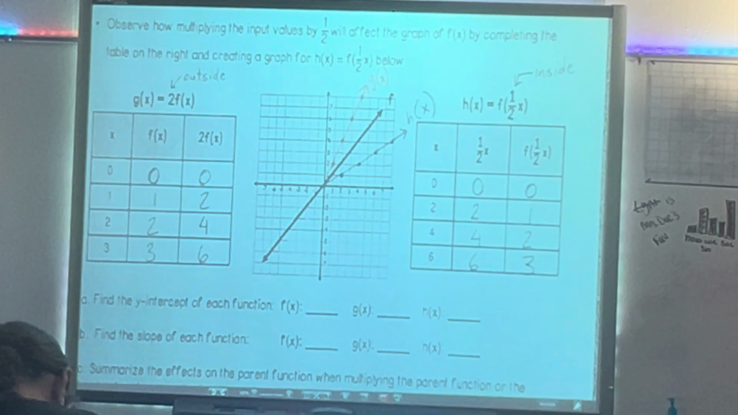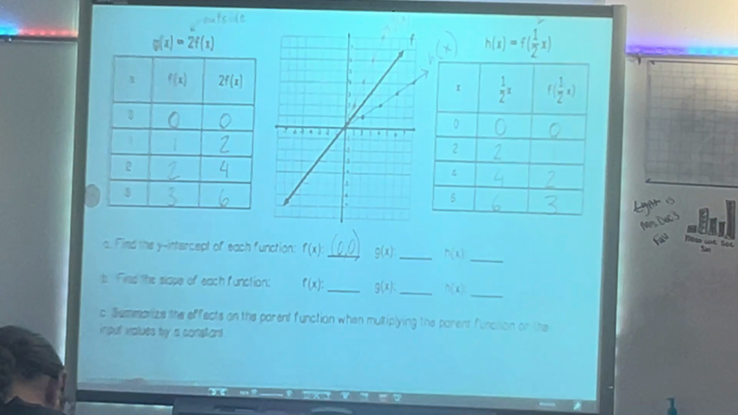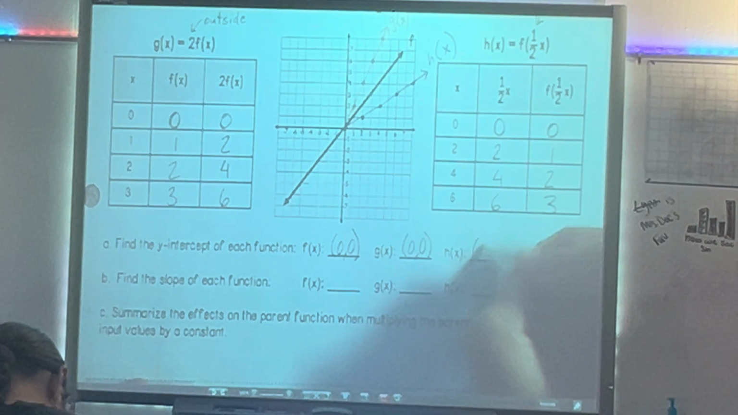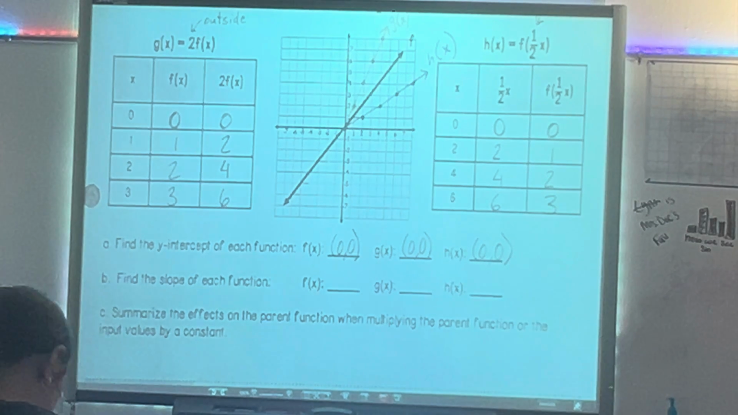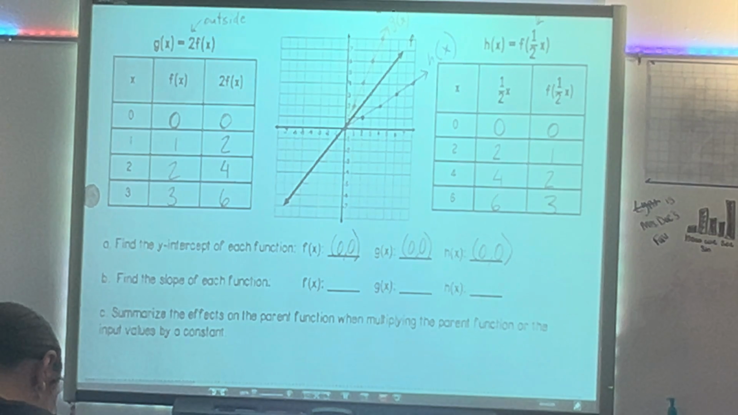Alright, so they want me to find the y-intercept of each function. So f of x, what's the y-intercept? 0. G of x, what's the y-intercept? Also 0. And h of x, also 0. So, what is unchanged when I multiply my function? The y-intercept is unchanged, which is different than when we did a slide, right? When we had a translation, our y-intercept absolutely changed every single time. It didn't matter whether I went up or down or left or right, my y-intercept was still affected. But when I do multiplication, my y-intercept is not affected. It acts like a hinge. Are y'all okay with what I mean by a hinge?